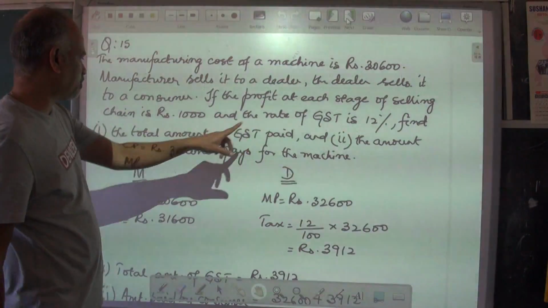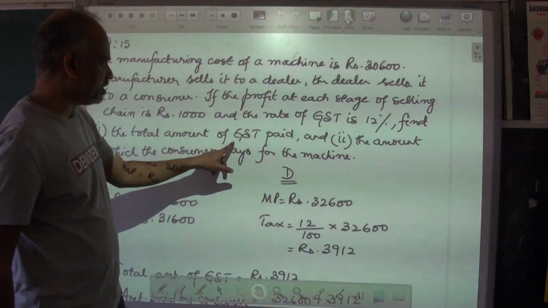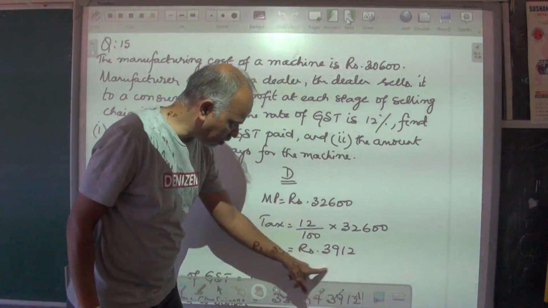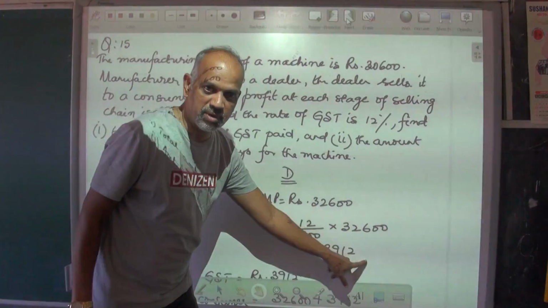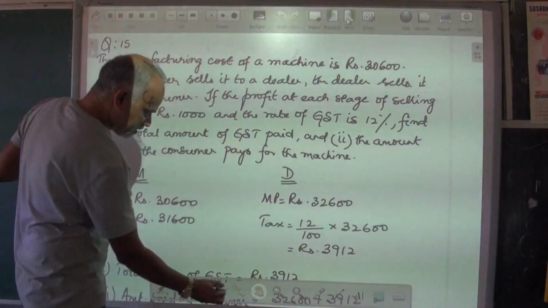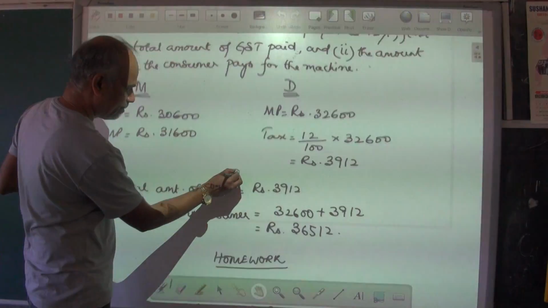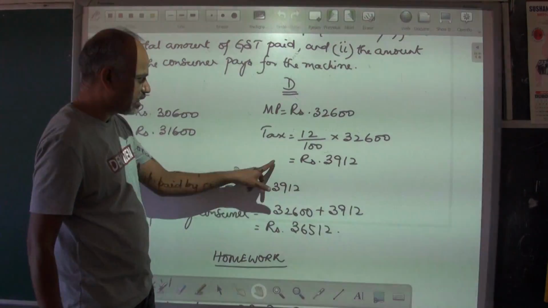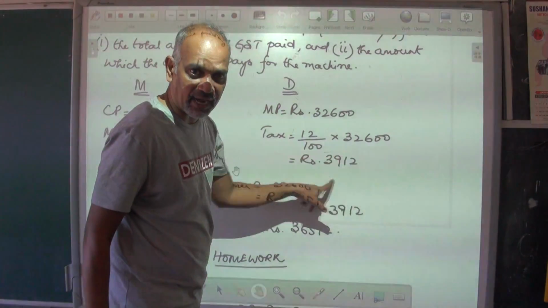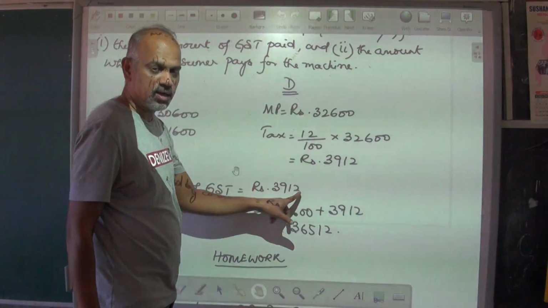On simplification, this gives you rupees 3912. Okay. First question is the total amount of GST paid. This is the total amount of GST that the government will receive. Okay. So first answer: the total amount of GST is what the customer pays finally, that is rupees 3912.